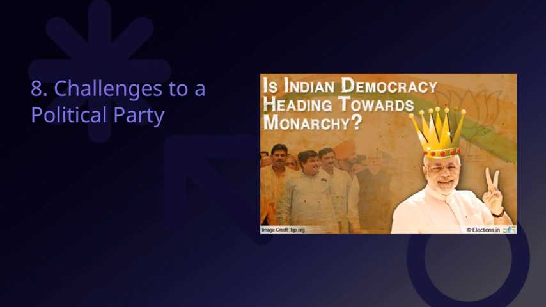Funding is also a critical concern. Campaigns are expensive, and securing sufficient resources often requires extensive fundraising efforts. This can sometimes lead to dependencies on special interest groups, which may influence party policies and priorities. Additionally, parties must navigate the media landscape carefully. With social media and 24/7 news cycles, managing public perception is more complex than ever. A single misstep can quickly escalate and damage the party's reputation.